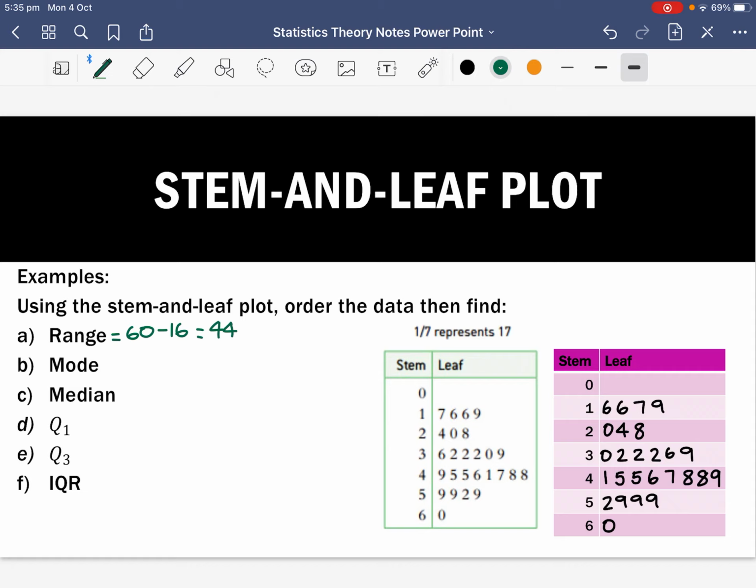Now, our mode is our most common score. It's the score that occurs the most. Here, we can notice we have three 2s in the 30s, so that would be 32. And we also have three 9s in the 50s, so that's 59, sorry. No score occurs more than 3 times. So that means we have 2 modes, and they are 32 and 59.